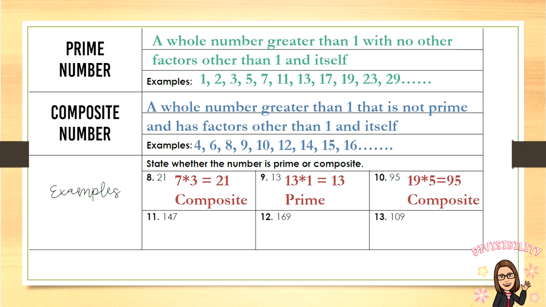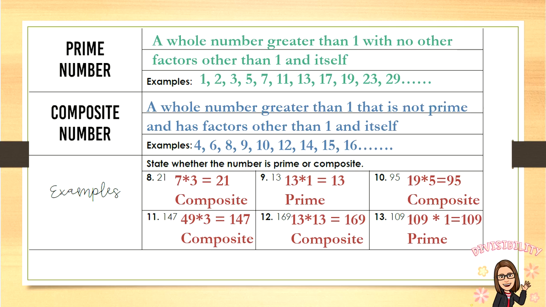Next one, 147. And you're going to find this rule later on. 7 plus 1 is 8 plus 4 is 12. Well, 12 is divisible by 3, so it has to be divisible by 3. So 49 times 3 is 147, composite. Next one, 13 times 13 is 169, composite. And the last one is prime, which would be really hard for you to figure out because it is such a big number, but it is a prime number.